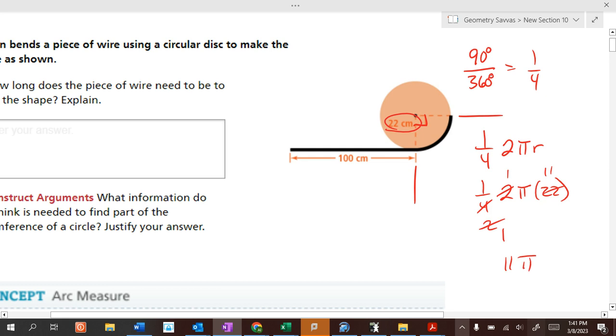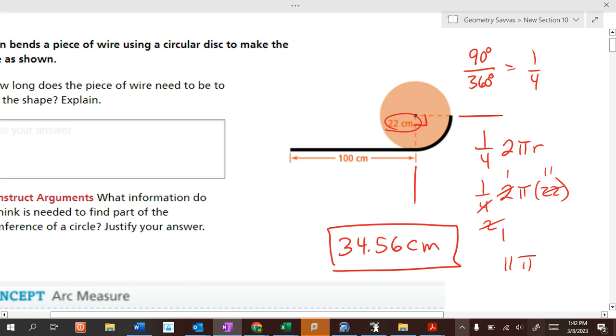34 point something something. Somebody on your calculator, take 11 times pi. 34.56, rounded to the nearest hundredth, centimeters. That's how much wire is wrapped around from there to there. So the whole piece of wire would be 134.56 centimeters long.